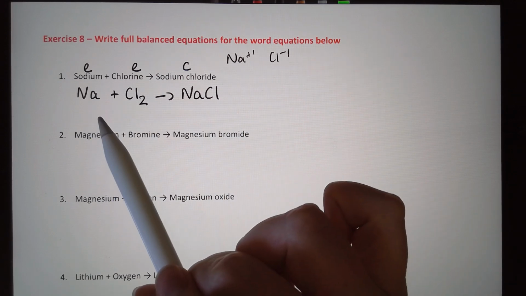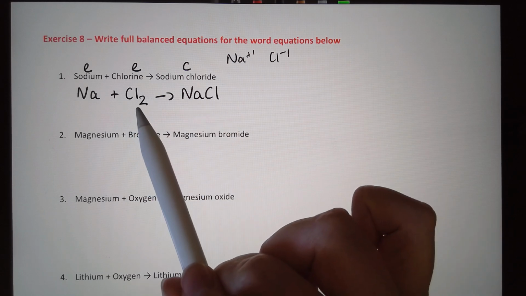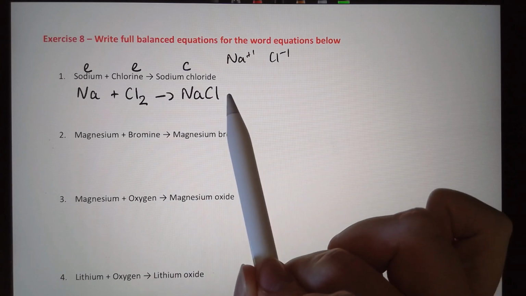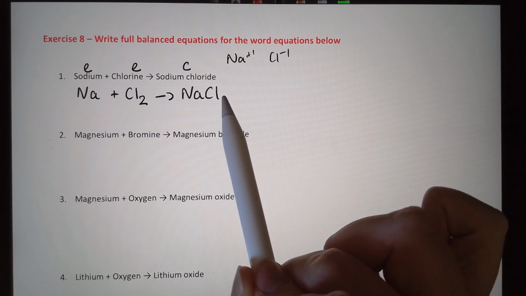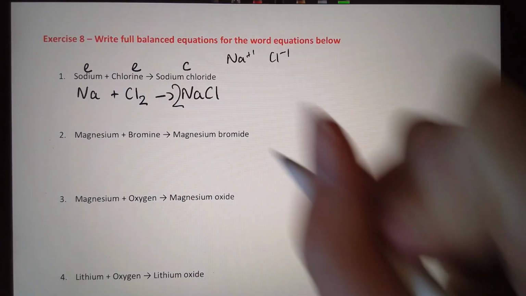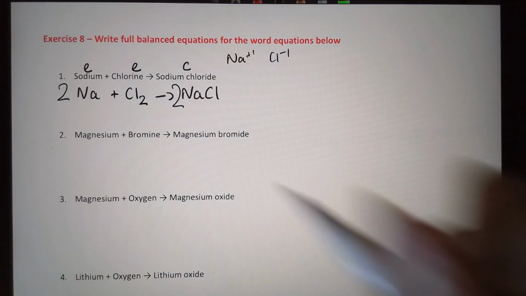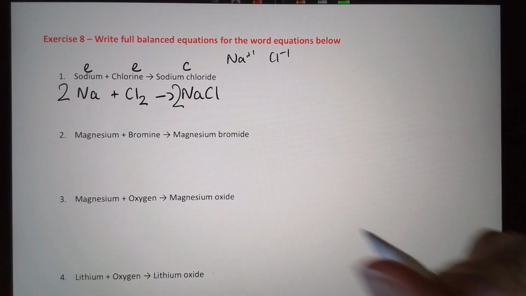But I do have a problem now, because atoms cannot be created or destroyed. So if I have 2 chlorines on the left, I do need 2 chlorines on the right, and that's where balancing comes in. So remember, for balancing, you're going to use large numbers at the front, so I'm going to put a big 2 in front of NaCl, and by putting the 2 there, it means I'll also need a 2 here.